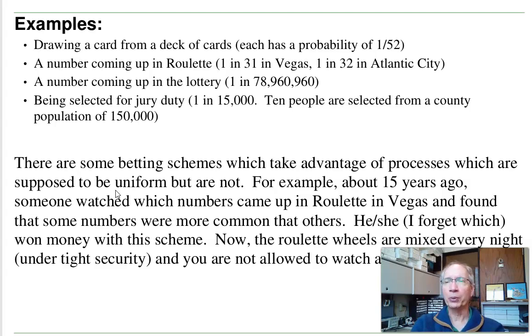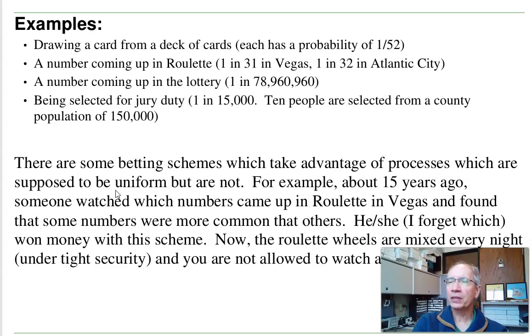Being selected for a jury pool. Ideally, the odds are 1 in 15,000. So that's where 10 people are selected from a county of 150,000. If each person has an equal probability of being selected, you've got a 1 in 15,000 chance of being selected for a jury pool.